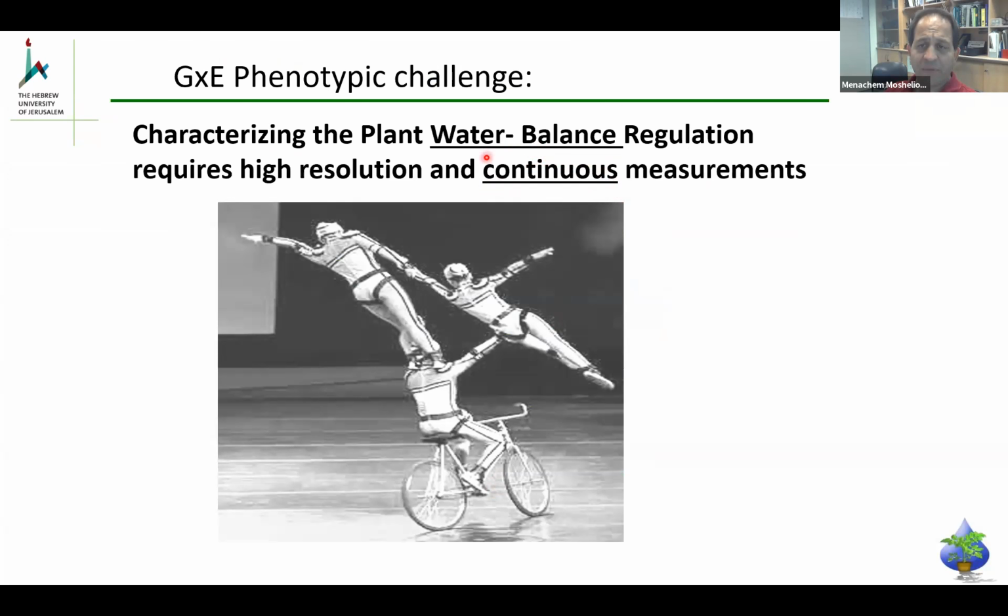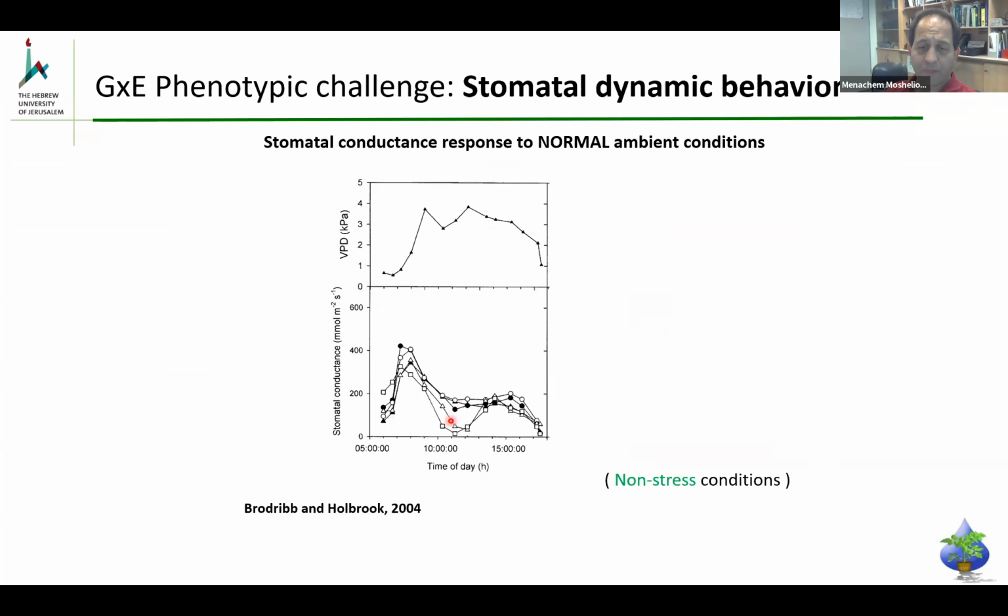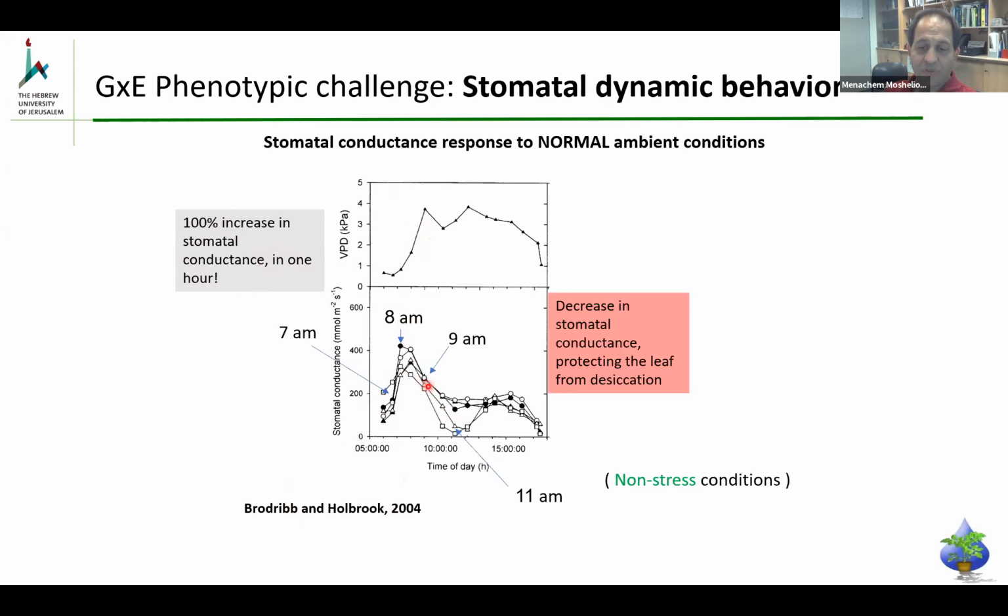I would like to explain the importance of this continuous measurement. This graph shows you the stomatal conductance, okay? This is under non-stress condition, under well-irrigated condition. This is how a stomata behaves. In this paper, Broderick and Holbrook actually measured the stomata every few minutes. And you can see that between 7 and 8, the stomata increase conductance by 100%. Then when VPD goes up, this is the atmosphere, the stomata reduce transpiration, and several lines at 11 a.m.